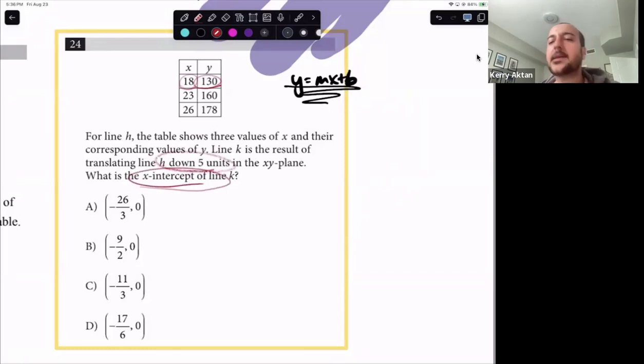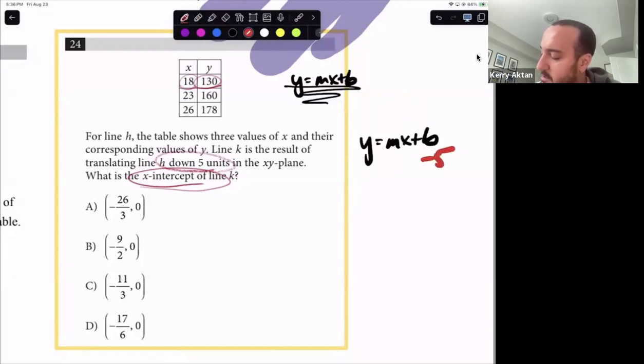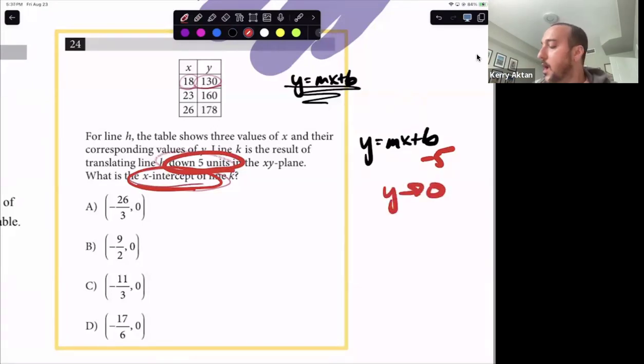So you know what that tells me? That tells me I have a game plan. You might want to have a game plan for these harder questions. You first want to find the y equals mx plus b. Then I'm going to subtract 5 to translate it down 5. And then I'm going to use Desmos or just my brain to find the x-intercept. How do you find an x-intercept? You set the y to 0. So that's my game plan. I'll say it again. Find the y equals mx plus b, shift it down 5, and then set the y to 0.